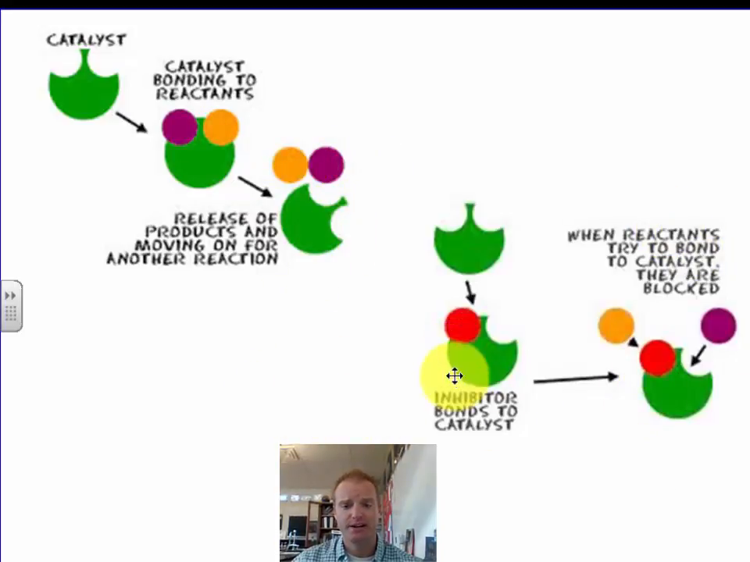On the other side, an inhibitor might actually stop it. Here an inhibitor bonds to a catalyst. So now the two that need to get in there can't get into the green molecule, and that stops the reaction from happening or slows it down. So a catalyst is going to speed it up, give it a place to react. An inhibitor might do the opposite, where it's going to slow it down by blocking those reactants from interacting with each other.